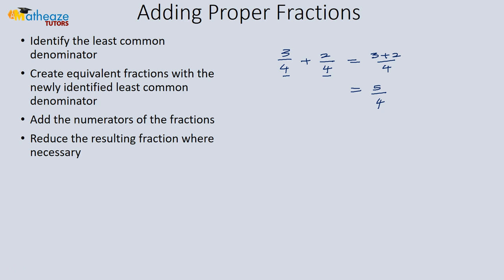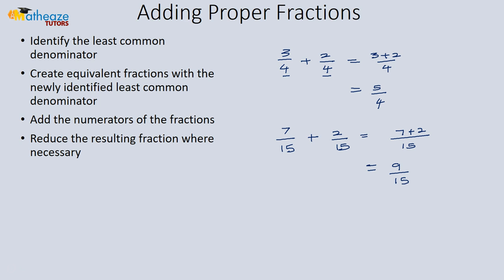Let's take a look at another example. 7 over 15 plus 2 over 15. Similar to the previous example, because we have like denominators, we can add the numerators. So 7 plus 2. So this is going to give us 9 over 15.